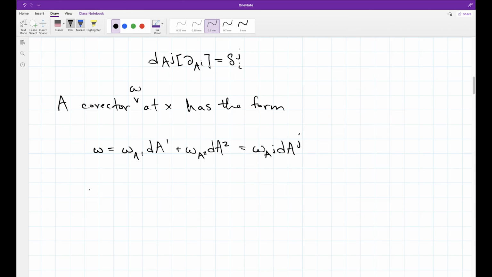Good. Now we know how to act on a vector v. So omega acting on v will be as follows. So let's just rewrite what we had above.